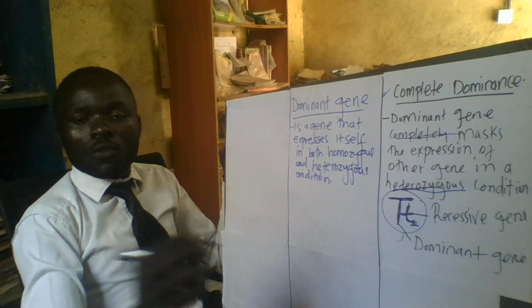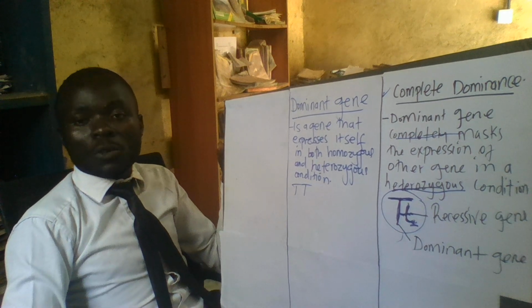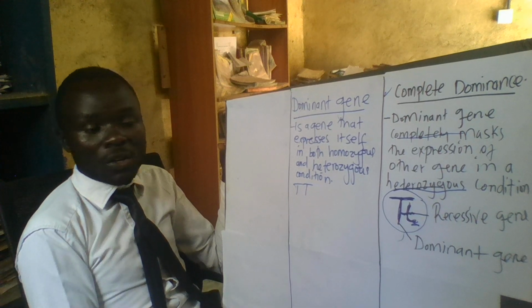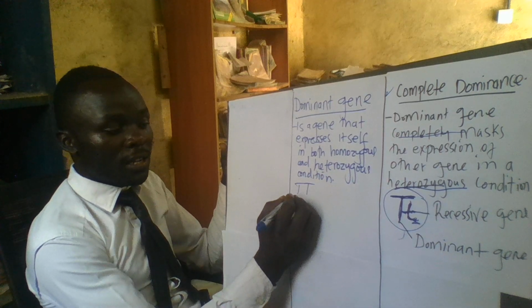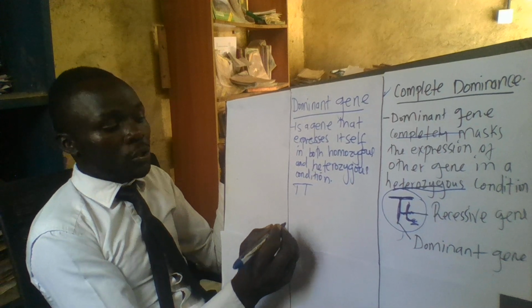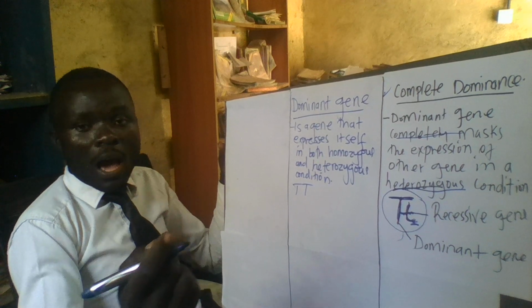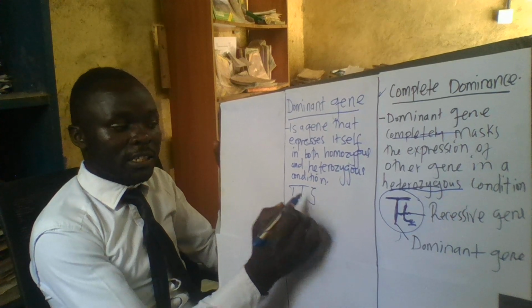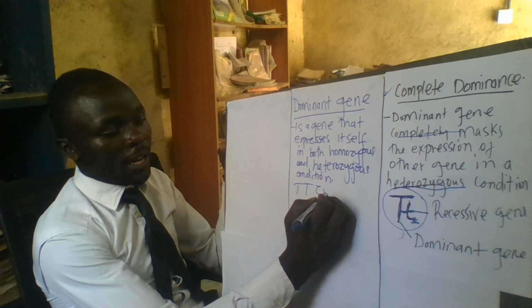An example of homozygous condition is TT. This is homozygous because they are similar, they are identical. All of them are dominant, so they are expressing themselves in a homozygous condition, and homozygous meaning in this case the allelic genes are identical.